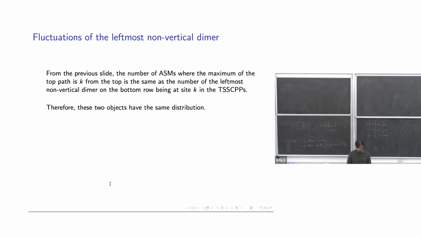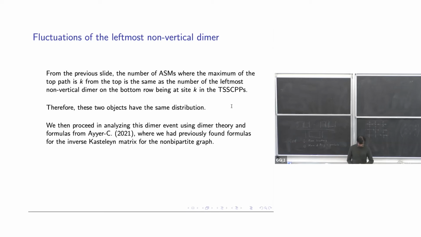Okay. So what this means is that we've reduced this complicated object in ASMs, like the maximum of the top path, to an object on TSS CPPs, which is much easier to analyze, and they're equivalent in distribution. So if we want to know the probability that the maximum of the ASM's top path is k, then this just corresponds to the probability that the TSS CPP has k vertical dimers and then not 1. Okay. Right. So we then proceed in analyzing this event using dimer theory, where we had formulas for K inverse.